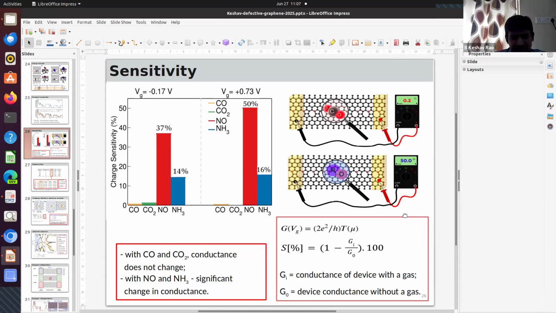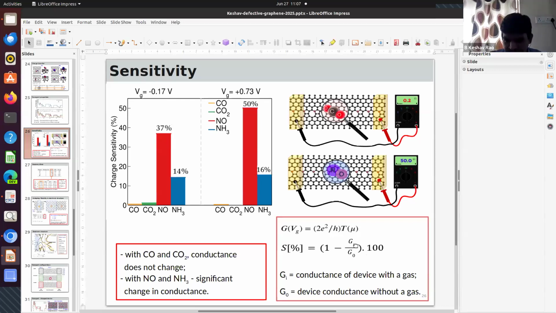My question, sir: how are the pores in graphene formed, and what is the relation between pore size and sensitivity and conductivity? Here, conductance is taken. We see this formula: if G_i is smaller or reduced, then 1 minus G_i over G_0 is larger. If G_i is reduced, S, capital S, will be enhanced. S will be increased.